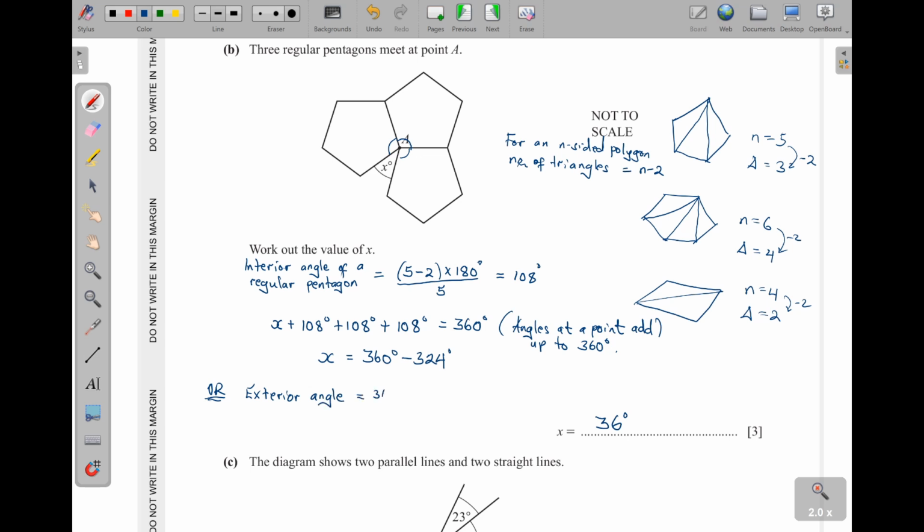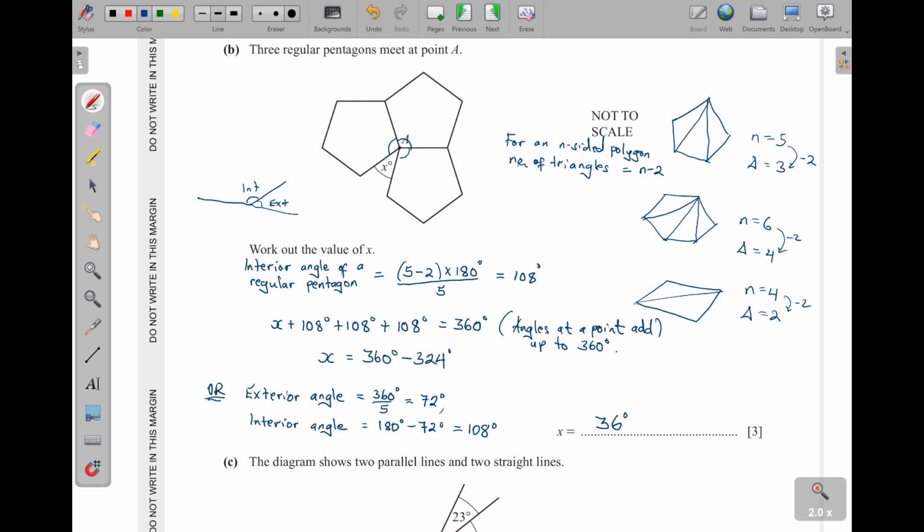This one is 360 divided by n, so divide by 5. This one gives you 72. Okay, then that means that the interior angle will be equal to 180 minus the 72, because for any polygon this is the interior angle, then extend this one, this will be the exterior angle. They lie on a straight line.